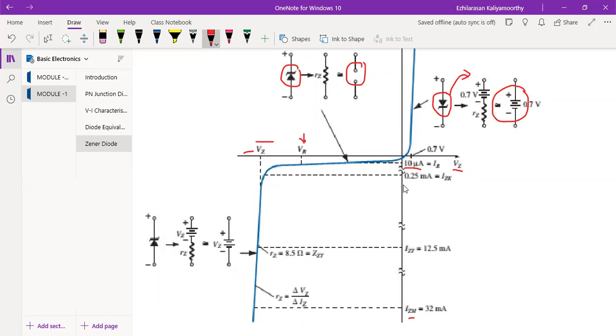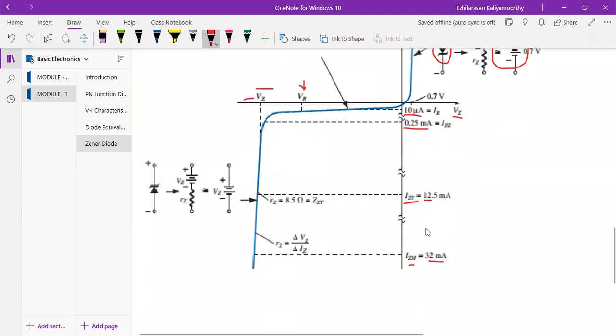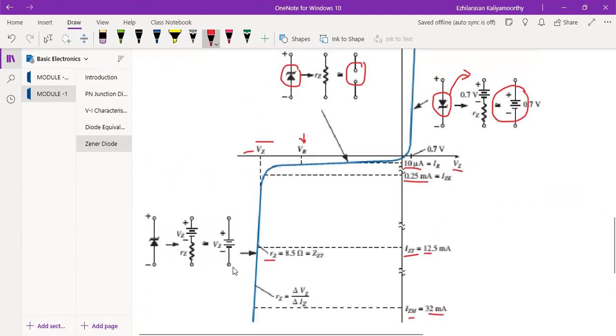So now this is 0.24 microampere. Then I is at 12.5 milliampere, and this is 32 milliampere. We see this. So all these things are in the reverse bias. See here, this portion will be your Zener diode.